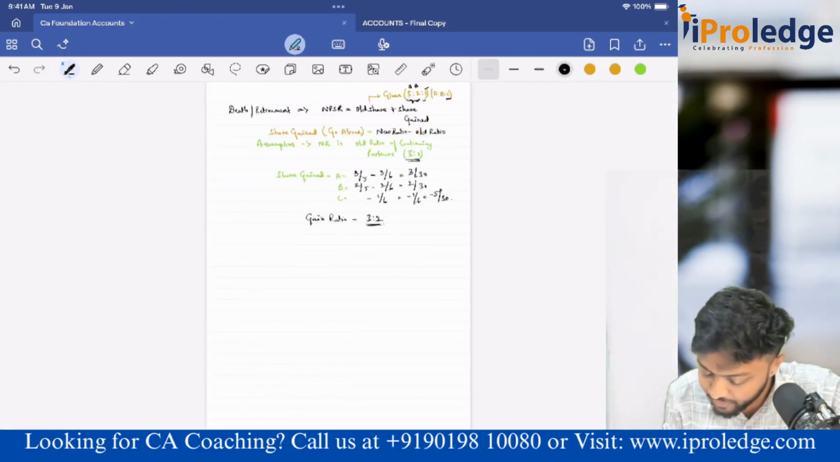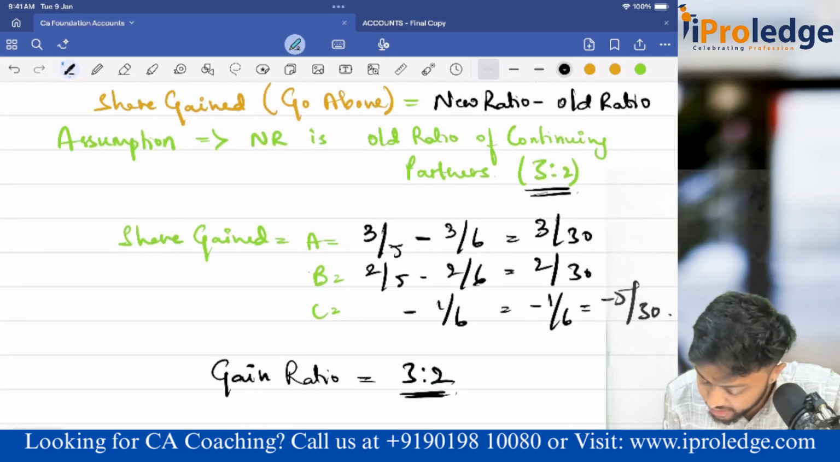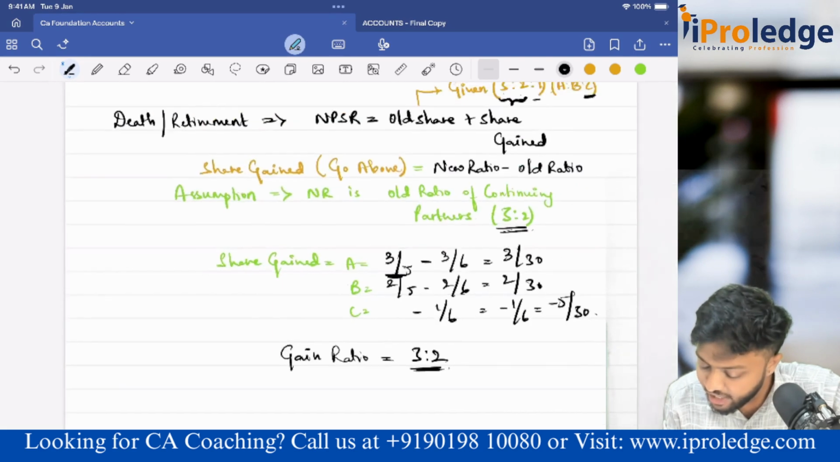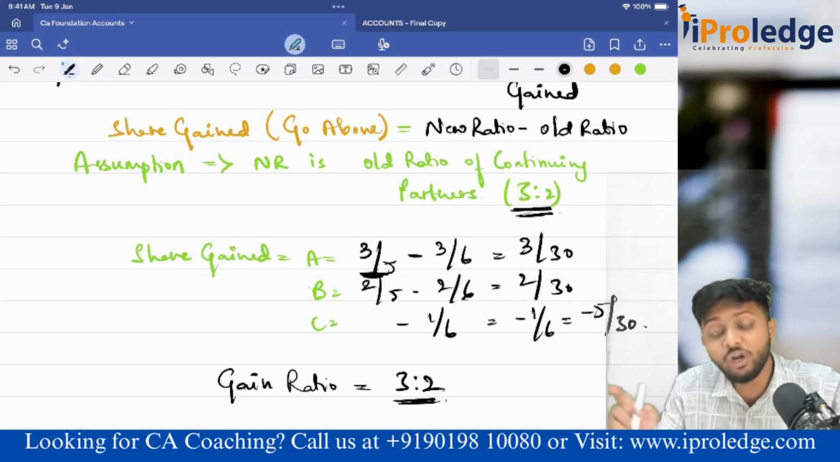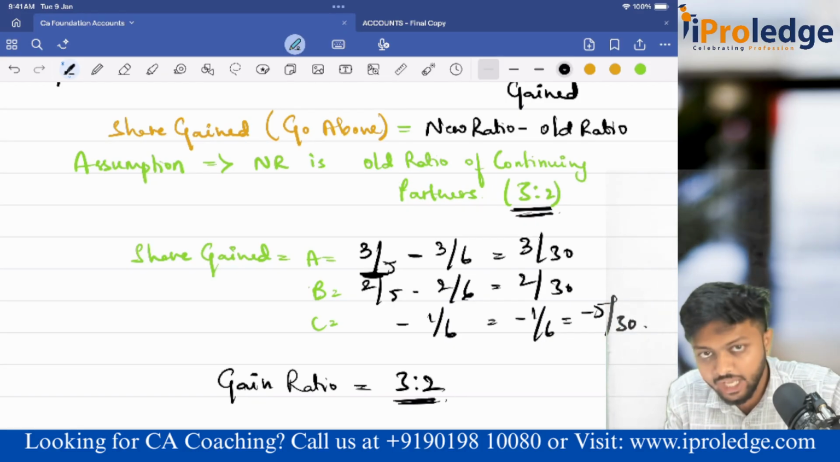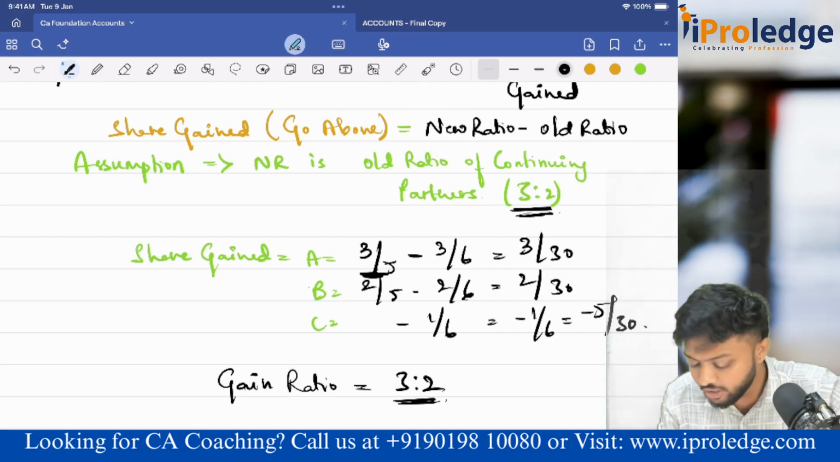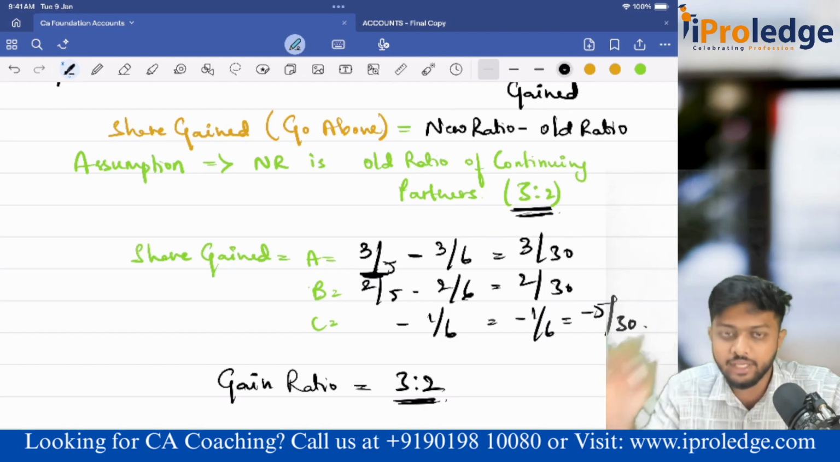So come here. Where is new? See here. So A. What is the new ratio of A? The new ratio of A is, see, we have assumed the new ratio to be 3:2. So 3/5 minus his old ratio, which was 3:2:1, so 3/6. So it is 3/30, the share gained. Now what about B? The new ratio is 3:2, so the new ratio of B is 2/5.